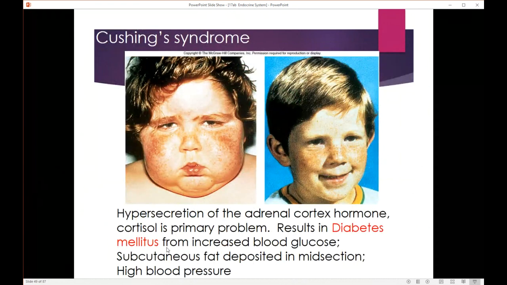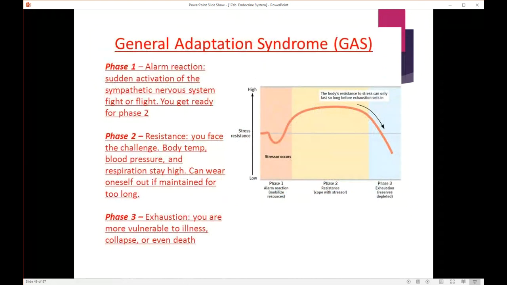Cushing syndrome is when we have a hypersecretion of the adrenal cortex hormones. Cortisol is the primary problem here. It's going to cause diabetes mellitus from that increase of blood glucose. Subcutaneous fat gets deposited within the midsection, and we also see high blood pressure.